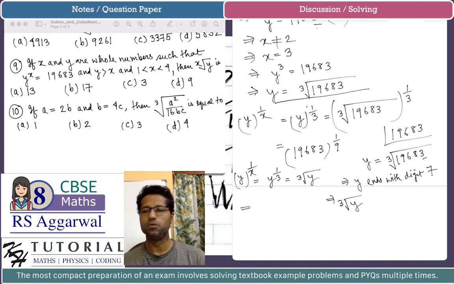But now we have to find the cube root of y. If y ends with 7, what digit can its cube root end with? The ending digits of the choices include 13. If you take 13 cubed, 3 into 3 is 9, and again it will end with 7. So 13 can be a possible choice.